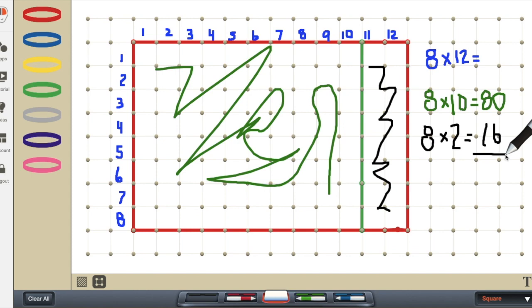Now, to find the total area of the larger rectangle, all I have to do is add the area of this green rectangle to the area of this black rectangle. So 80 plus 16, 96. And of course, I would put on my units. So the total area would be 96 square units. That is awesome. I can take those bigger calculations, make them smaller, use some friendly numbers like tens and doubles, and quickly and efficiently find the area of that large rectangle. Check out your math post because we're going to try some of these today.